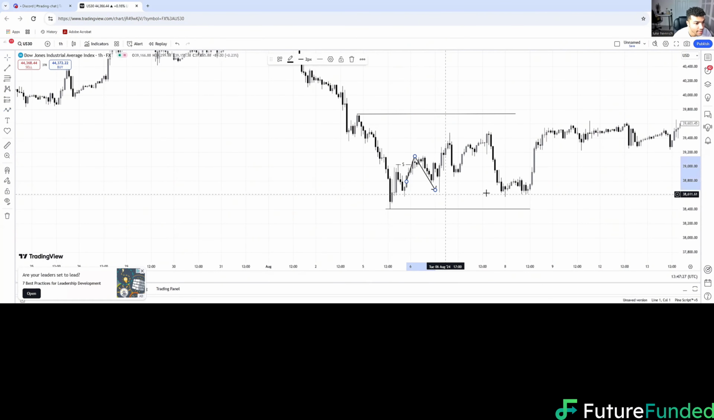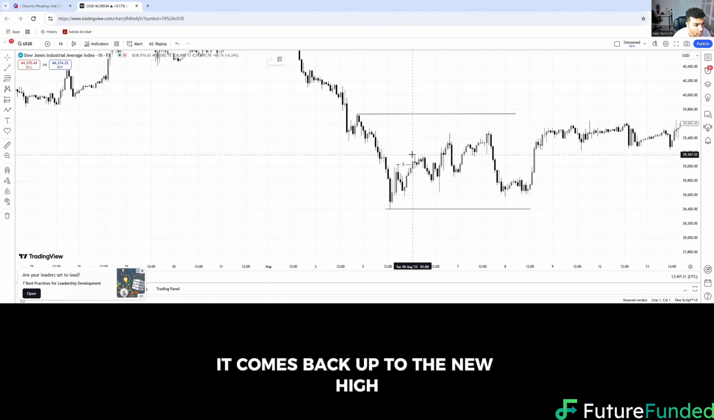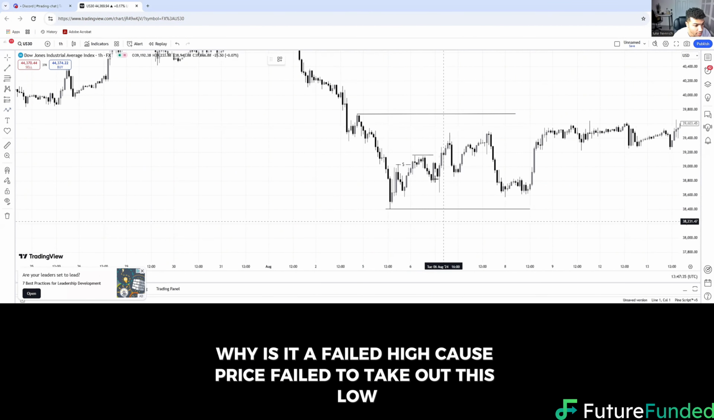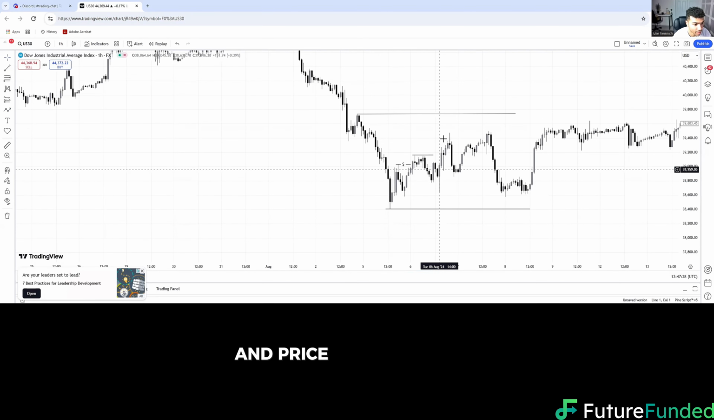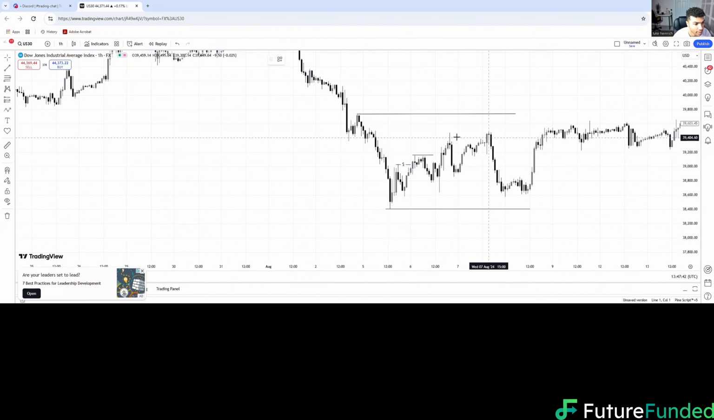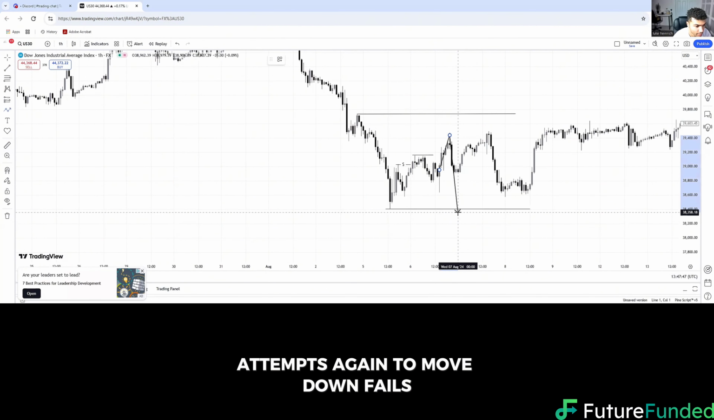Fails. Now look at what it does again. It comes back up to the new high, which is now a failed high. Why is it a failed high? Because price failed to take out this low. And price comes straight back up and attempts it again. Okay, so you can see it comes back up, attempts again to move down, fails.